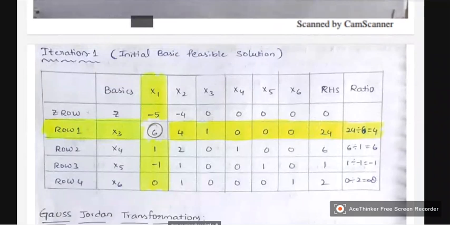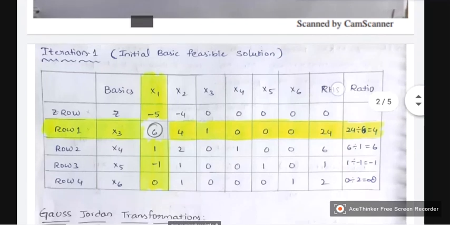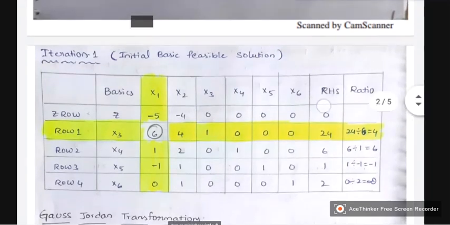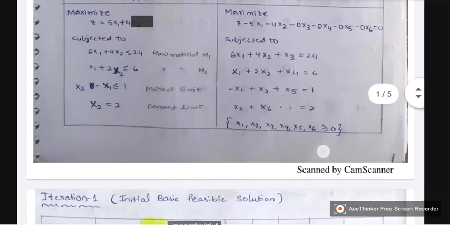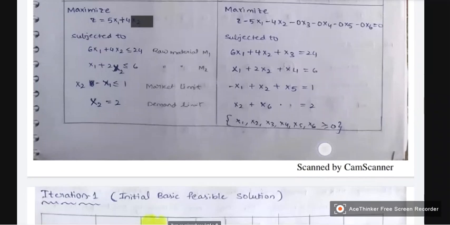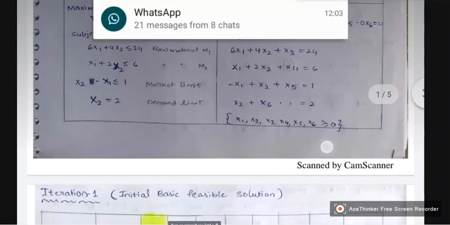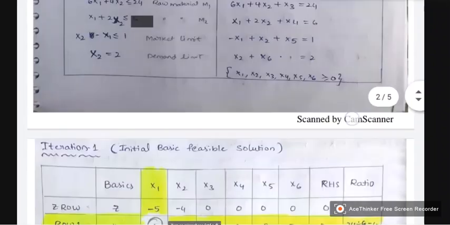Now we can iterate those problems, those equations. From the above equations, we convert those to tabular form. For the Z row we will take the x1 coefficient as minus 5, the x2 coefficient as minus 4, and the x3, x4, x5 and x6 coefficients as 0. Those we will put in a tabular form.